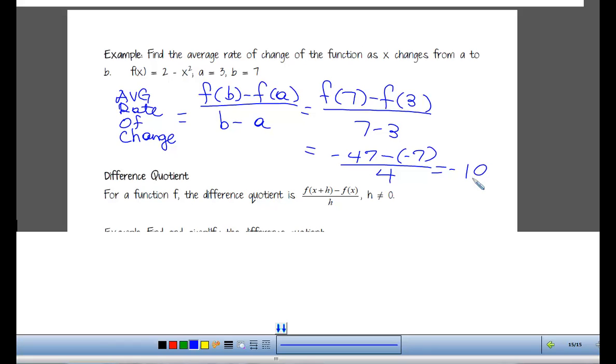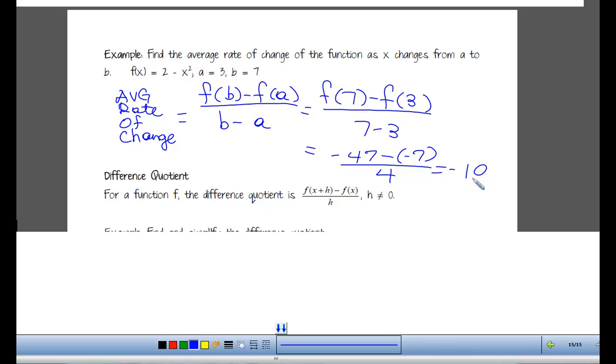Is that what you all got? Right, 2 minus 49 was negative 47. That's the average rate of change. Not difficult, right? Just basically plugging in.